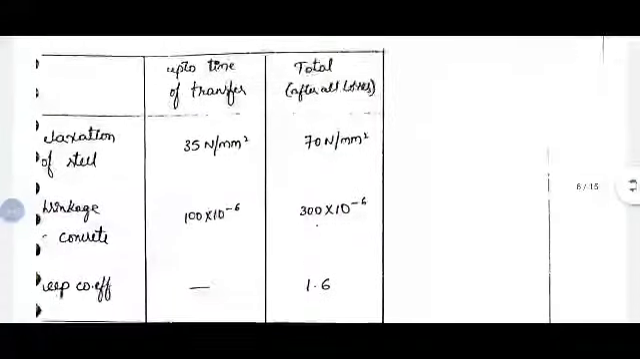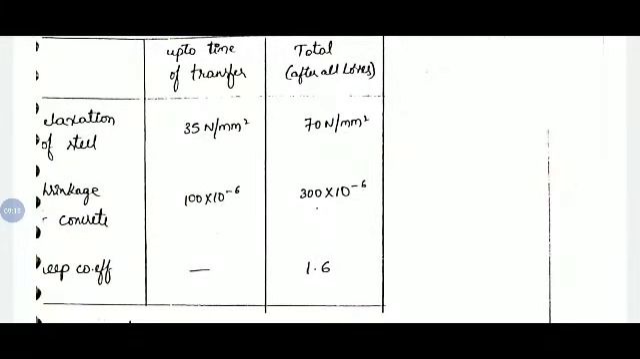Relaxation of stress in steel, shrinkage of concrete, creep coefficient: up to time of transfer 35 Newton per mm square, total after all losses it is 70 Newton per mm square, shrinkage 100 into 10 power minus 6, 300 into 10 power minus 6, creep coefficient 1.6.